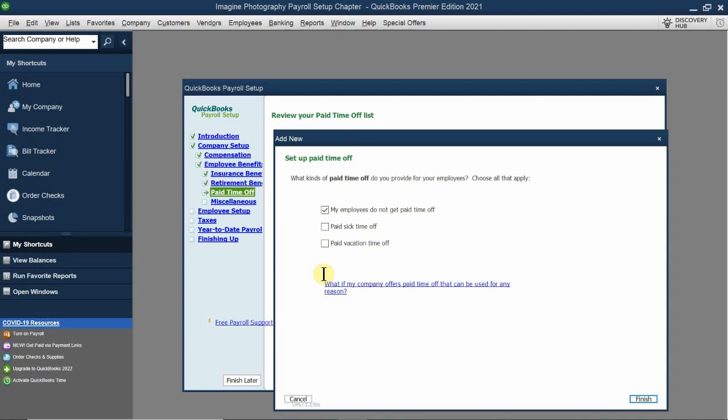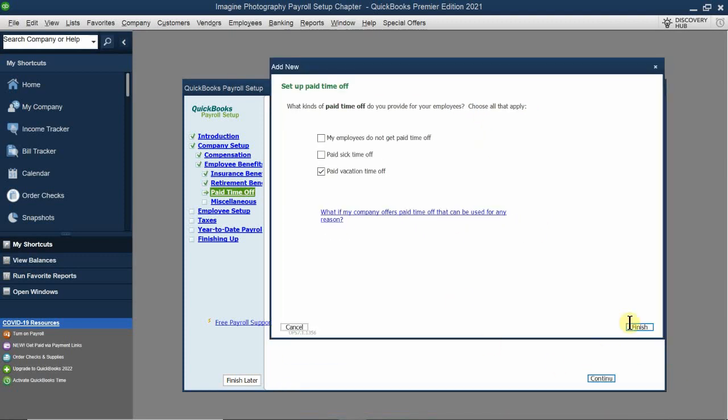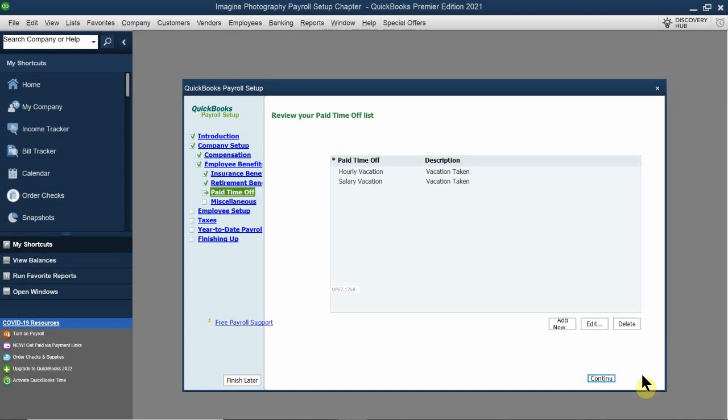So let's see. Next one is going to be paid sick time off or paid vacation time off. It's up to you. In this case, we offer vacation time. Yes, we do. But that's only for our salary-based workers, okay? Regular workers do not get the opportunity to take vacation and get paid, okay? So this is an opportunity that cannot be given to regular workers. It can only be given to salary workers.